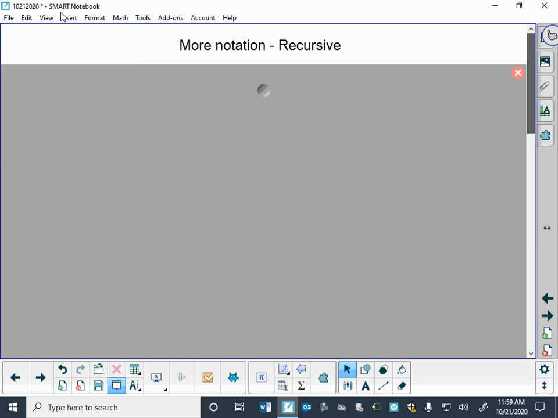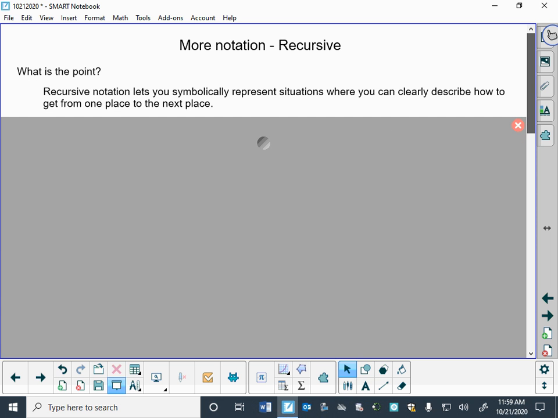All right, in our last video, we looked at function notation. There's another notation we need to look at for describing sequences, lists of numbers, and that is called recursive notation. So, to begin with, why do we need more notations? What's the whole point of this?